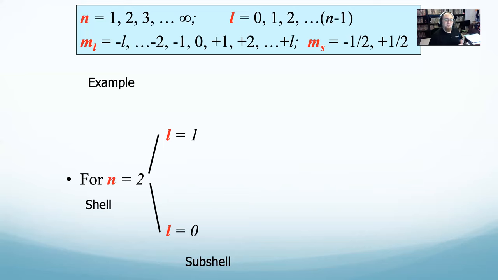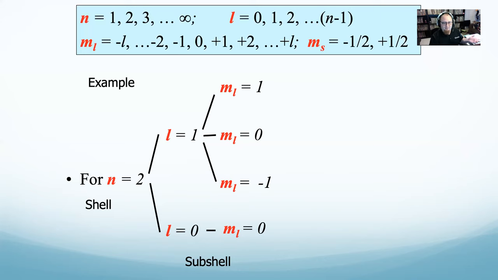And what I'm going to do is view each one differently. First, I'm going to look at my l equals 1. m sub l is everything from l, or negative l, to 0. So for the l equals 1 term, I can have m sub l equals 1, m sub l equals 0, and m sub l equals negative 1. Meanwhile, for my l equals 0, m sub l has to be 0.